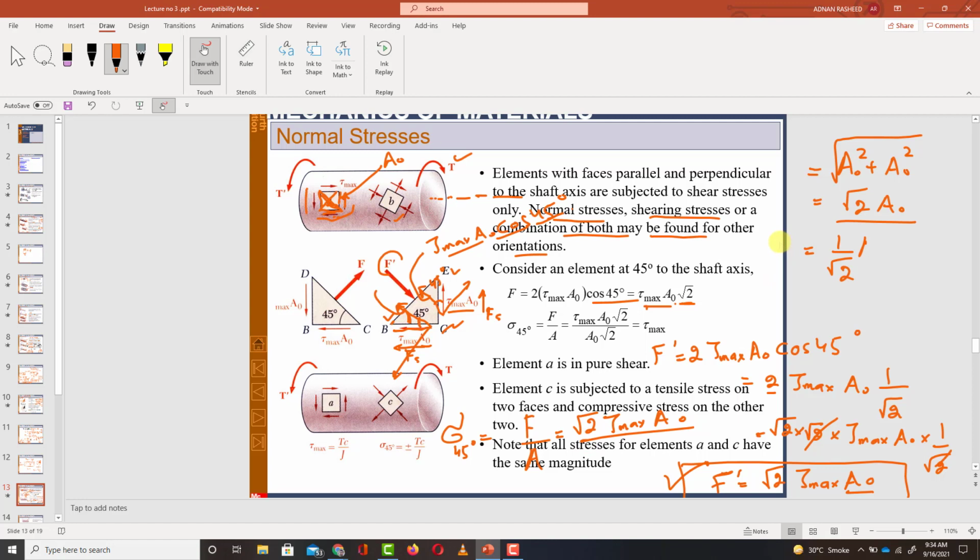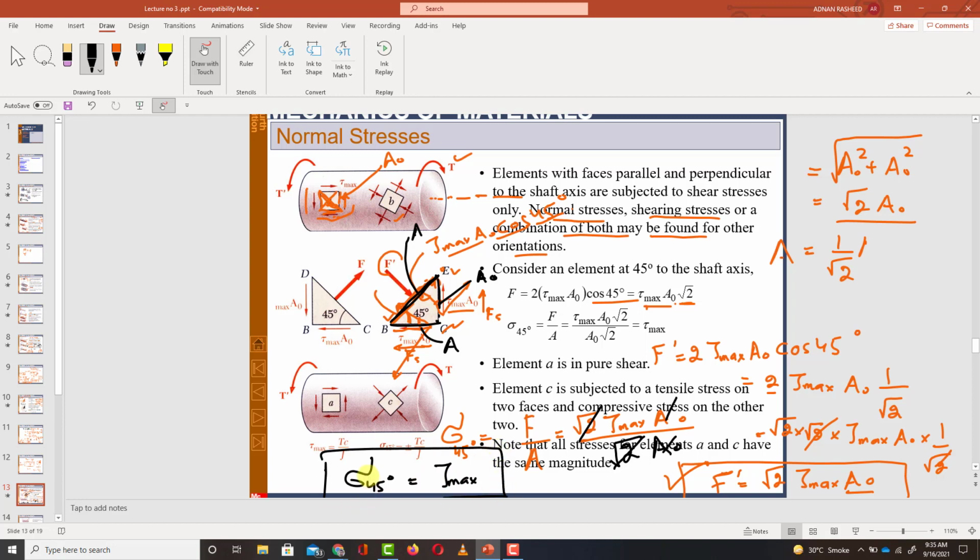And this area, which is the area of this portion, this area, while this area was A naught and this area was also A naught. So this area A is now equal to 2 into under root 2 into A naught. So A naught will cancel, under root 2 will be cancelled. So normal stress at 45 degree will be equal to the maximum shear stress.